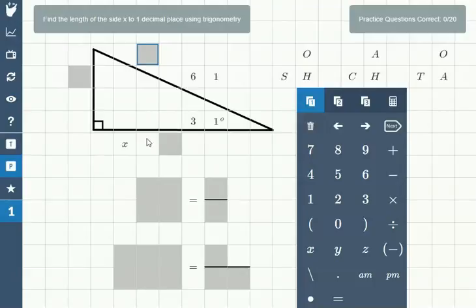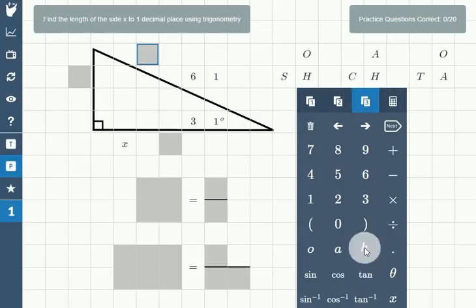To answer this question, we need to find the missing side length x in this right-angled triangle using trigonometry. So our first step in all trigonometry problems is to label the sides of our triangle. So I'm going to just pop over to the third tab and put an h in the first box, because the longest side is the hypotenuse, and it's also opposite the right angle, and the hypotenuse is always opposite the right angle.